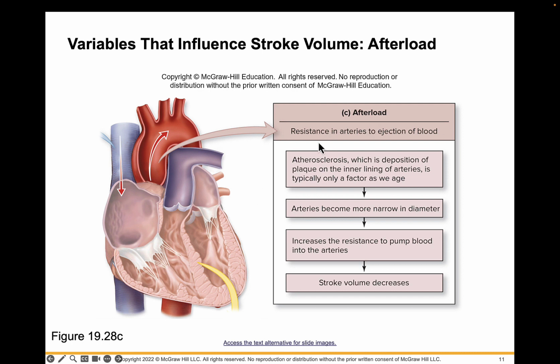So once again, it's resistance in arteries, and primarily this is due to atherosclerosis. So we increase resistance, something that happens as we age. It's a chronic process. The arteries will become narrow in diameter. This will be really important in the next chapter when we talk about contributors to resistance in our vessels. And because there's a greater resistance, the heart has to pump harder to overcome that resistance. And because so much more effort is focused on opening the valve, there's not as much force left to actually squeeze blood out of the ventricles, hence a decrease in stroke volume.